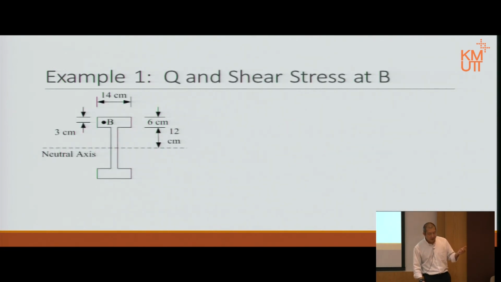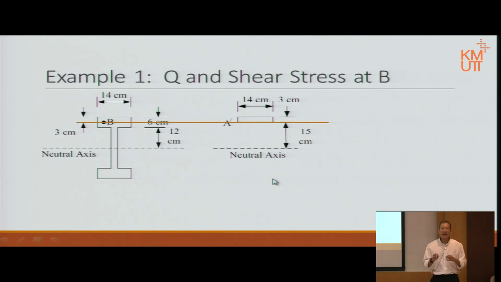Now let's talk about shear stress at point B first. Remember the proof. What we do, we cut that cross section at point B, parallel to the neutral axis. There we are. That's how we cut it. Once we cut it, we look at the small area we just cut off. In this case, I will choose to look at the top area here, which means when I draw it, it will be just that. And that is what we call A prime.